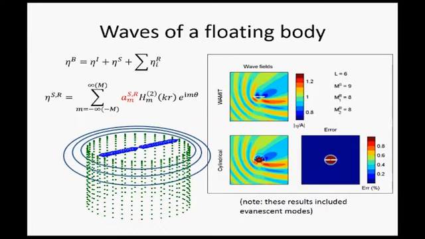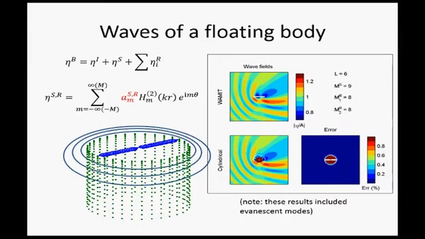So let's talk about the waves around a floating body. The wave field around a floating body can be described as an incident wave, plus waves that are scattered by that body held fixed, plus waves that are radiated by that body moving in each of its degrees of freedom. These scattered and radiated waves can be described by these cylindrical waves.